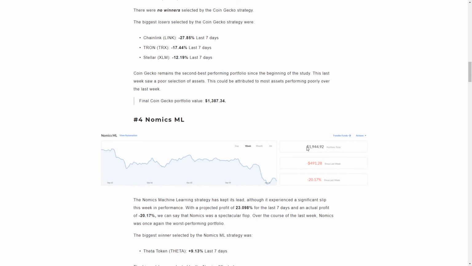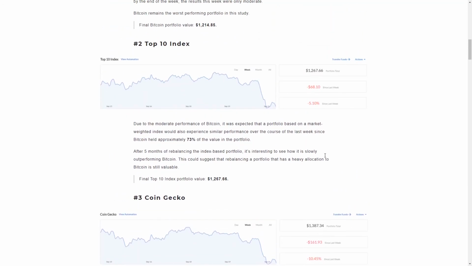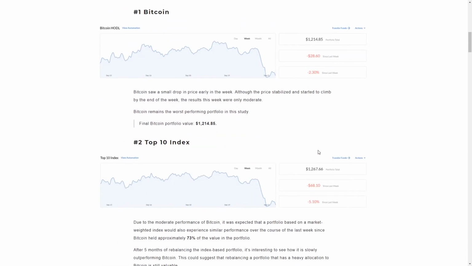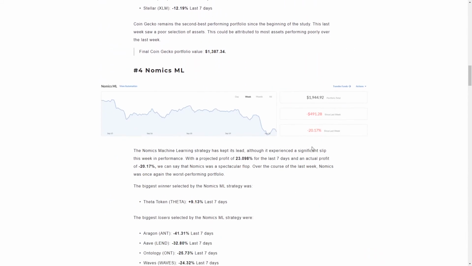The value for each of these portfolios started at $1,000. Nomics currently has $1,900, while all of these other portfolios have $1,300, $1,400, $1,200. So that means that this portfolio strategy has still performed the best over all of the weeks that we've covered.